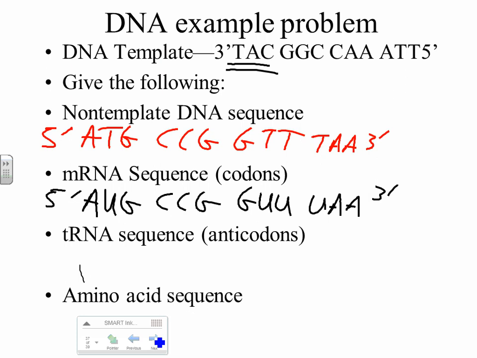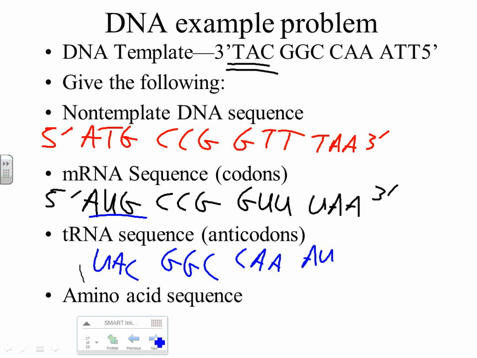So if we've got AUG as a codon, what's our first anticodon have to be? UAC, right? They have to match up. They have to be complementary. And if our next codon is CCG, that's to be G, G, and C, right? And then if we've got GUU, we got to have C and what? A and A. And then if we've got UAA, we have to have A and what? UU. So those are our anticodons found on tRNA.